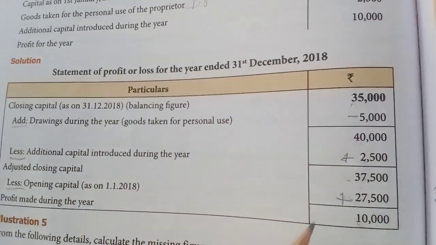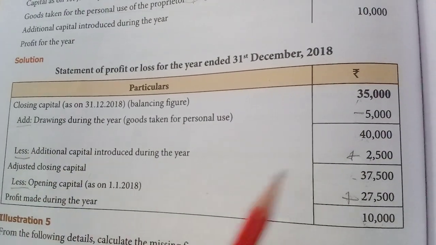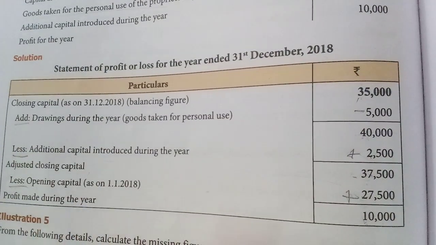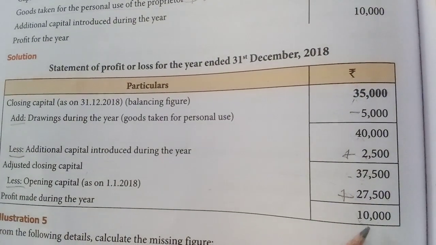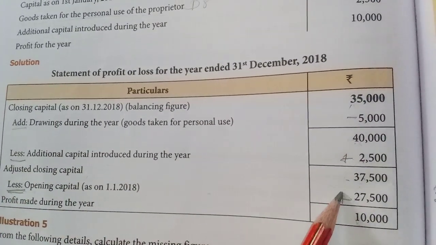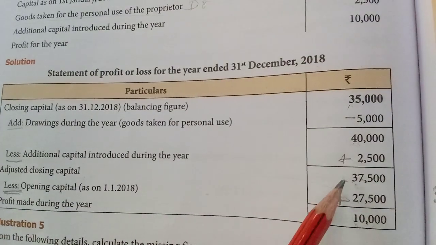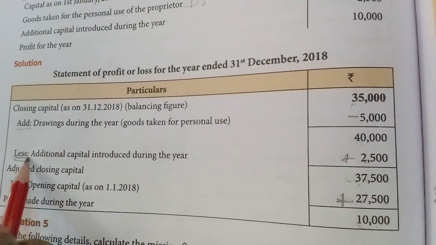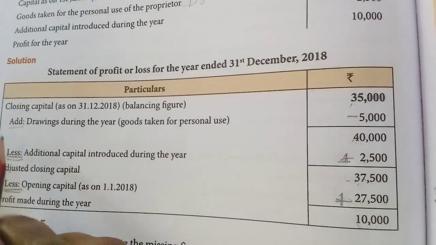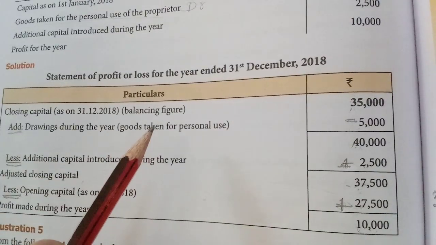Understood? Once again I am explaining. We are writing all the details in the statement. What we know, you write that amount and leave the other amounts. And last, we have to start from the last. Here you see less is written. We have to add these two amounts. Write 37,500 here. Then here you see next less is written, so again you add this one. We will get this amount. Here add is written, we have to deduct, and we will get the closing capital.